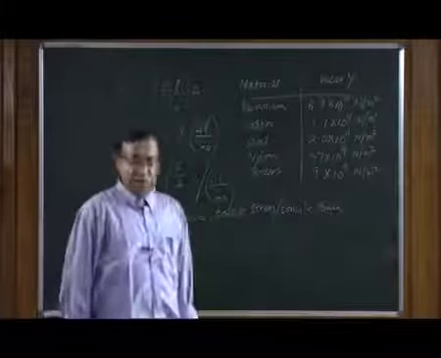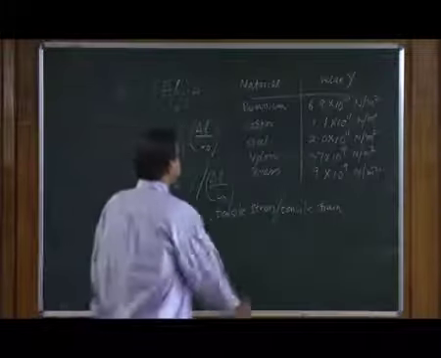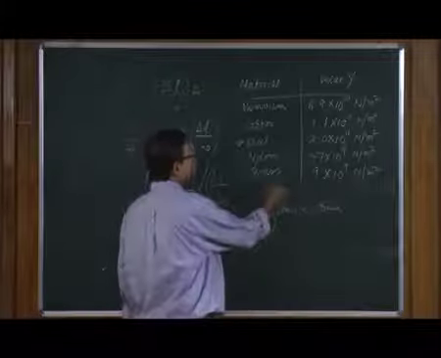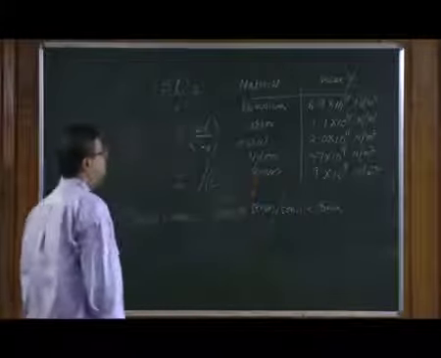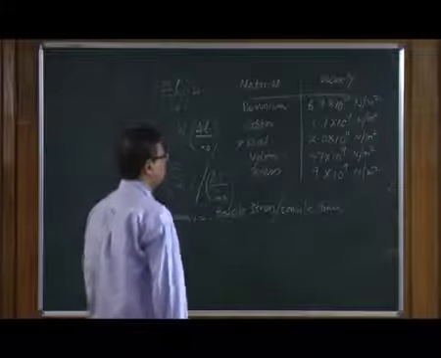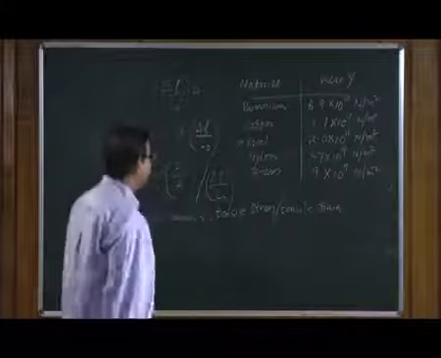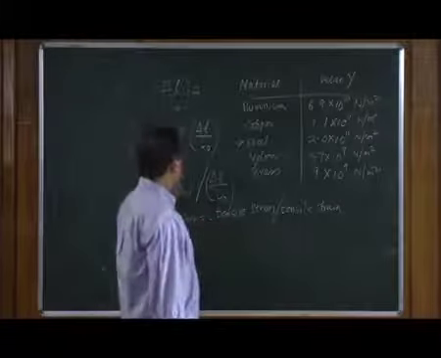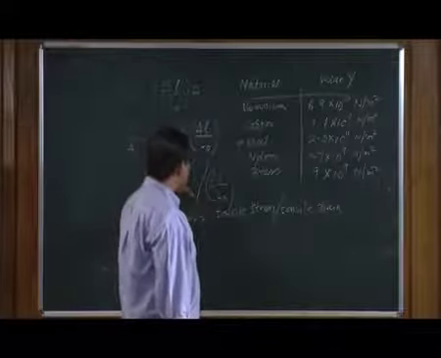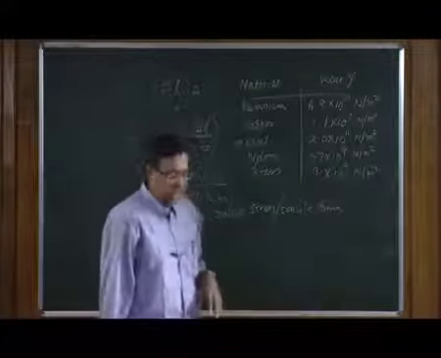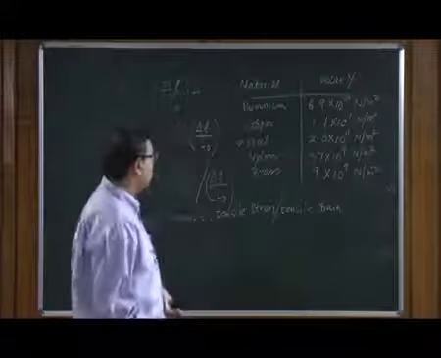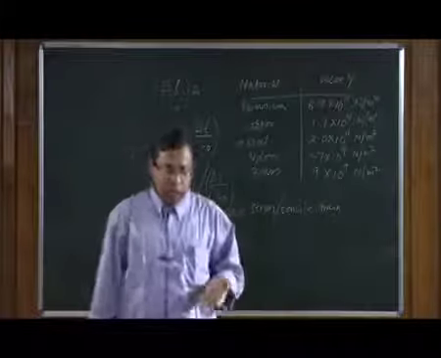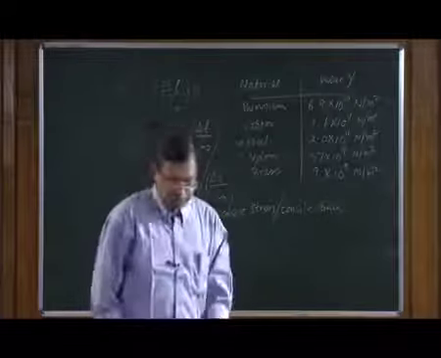So, this shows an interesting fact that steel, which has the maximum value of Young's modulus among these, 2 into 10 to the power 11 Newton per meter square, simply tells us that the force required, or the tensile stress required, to create the same elongation is maximum in steel as compared to any of the other materials presented here.